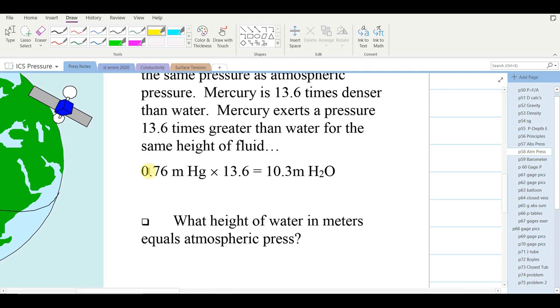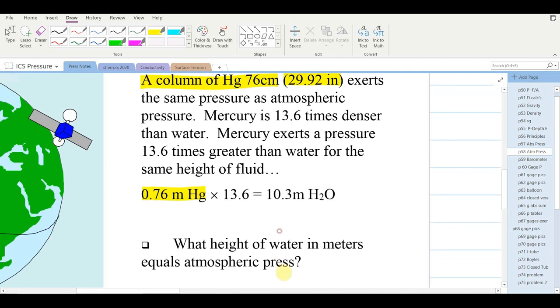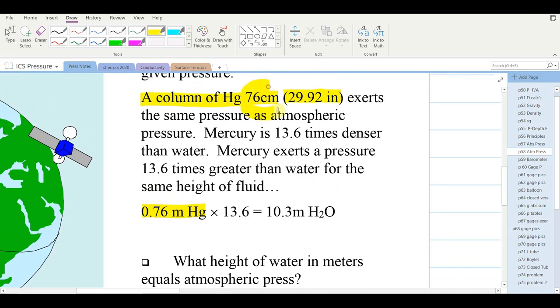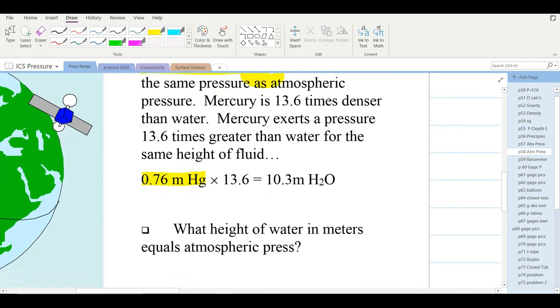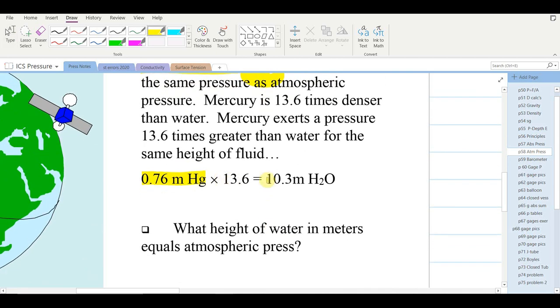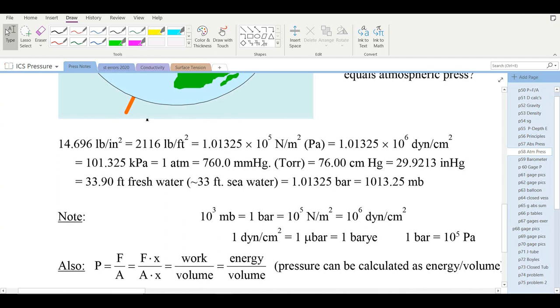Since mercury is 13.6 times more dense than water, it makes sense that a column of water would be 13.6 times larger to exert the same pressure as a column of mercury. So if atmospheric pressure is 0.76 meters of mercury, which is the same as 76 centimeters of mercury, then multiply by 13.6, and that's a column of water 10.3 meters of water high. So this is standard atmospheric pressure in a variety of units.